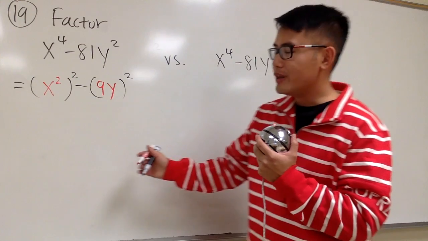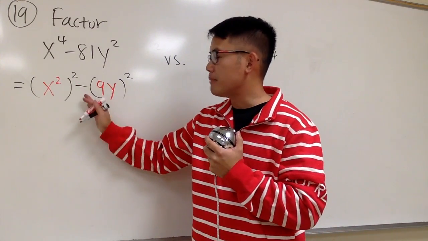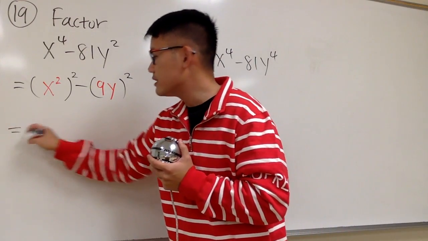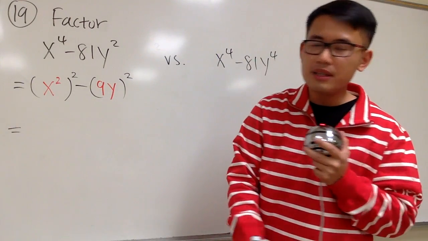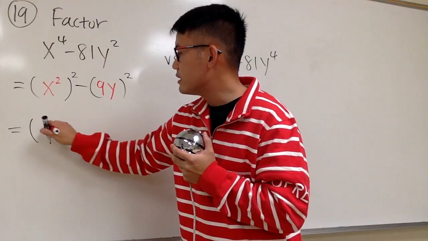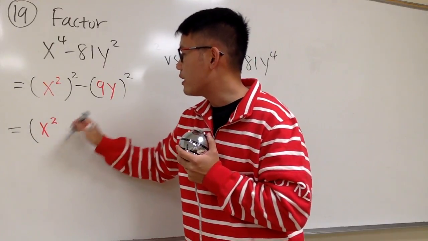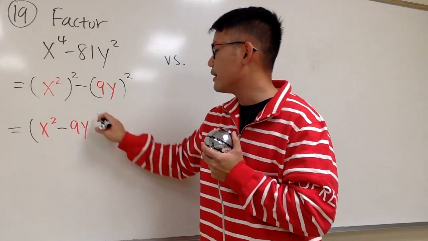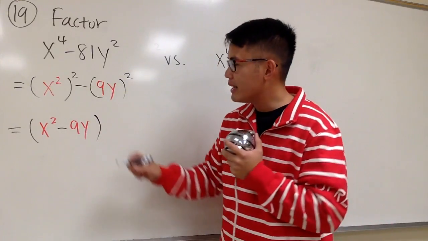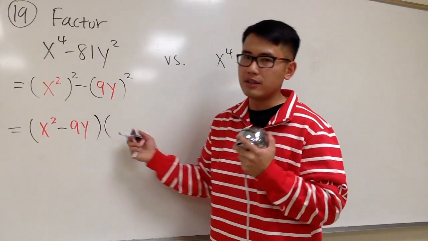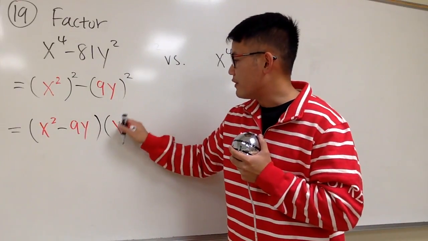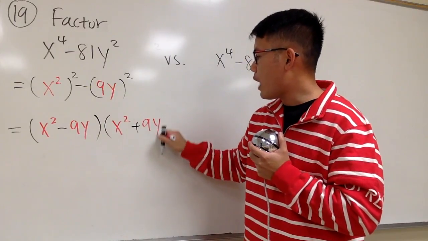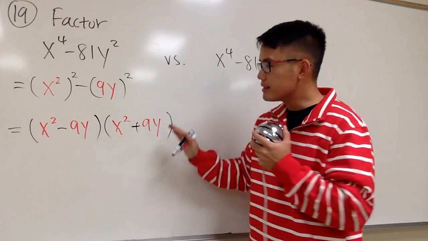And now you see, we can work this out as a squared minus b squared, difference of two squares. And this is going to give us a minus b times a plus b. Well, a is this, so we have x squared minus the b, which is that 9y, and then we multiply by pretty much the same thing, but then you change the minus to plus. So we have x squared plus 9y.